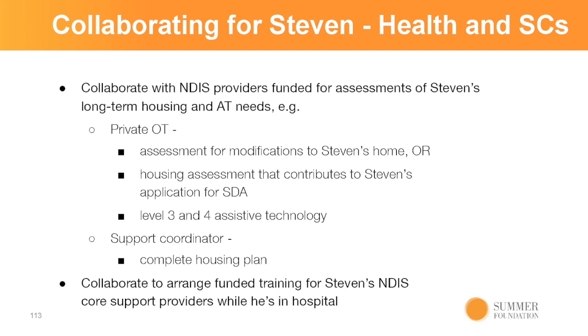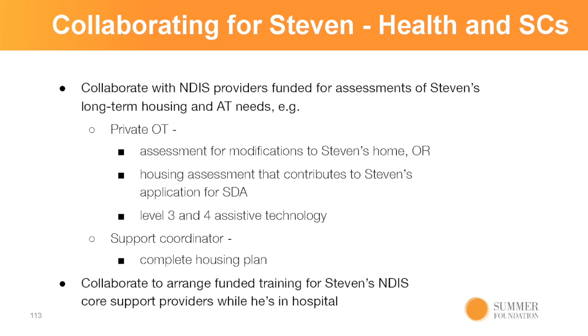And once the plan is approved, we can use the collaborative discharge wheel to think about what activities health and support coordinator need to do together. Firstly, health and the support coordinator will need to collaborate to arrange NDIS providers. For example, there may be an NDIS-funded occupational therapist to do assessments in regard to housing and home modifications. An occupational therapy assessment may also be needed to support an application for SDA.